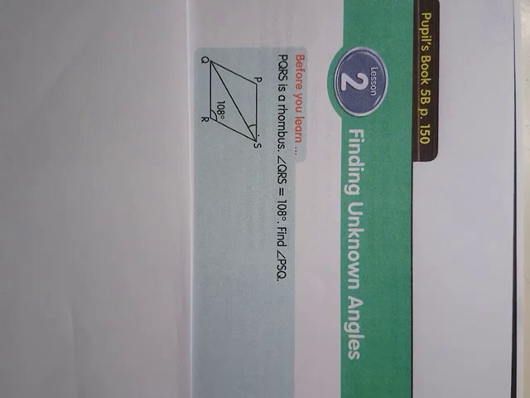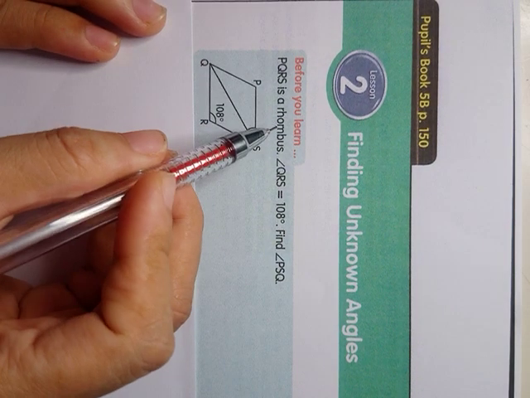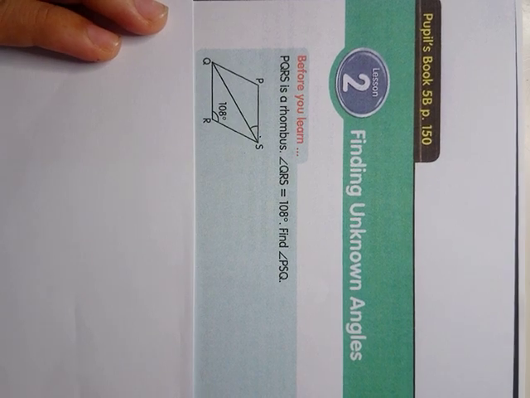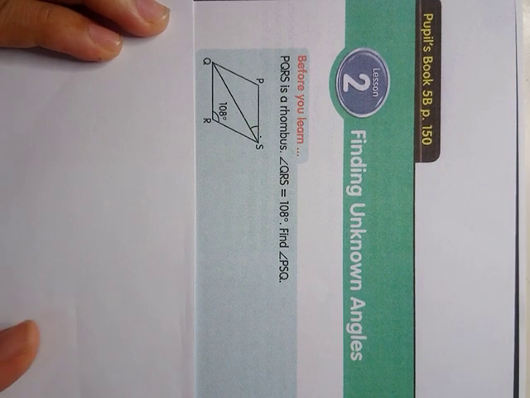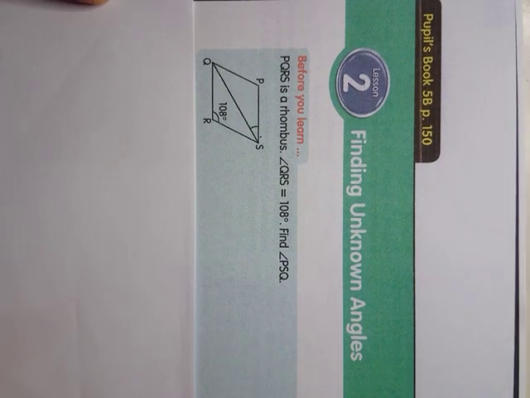Hi everyone, today we are going to learn how to find unknown angles in quadrilaterals. We are going to start with a rhombus. We know that a rhombus is similar to a parallelogram, but the difference in a rhombus is that all the sides are equal.